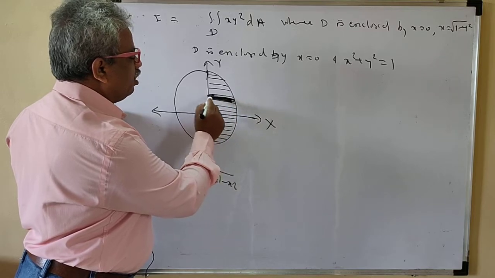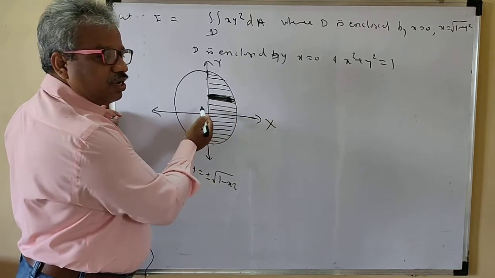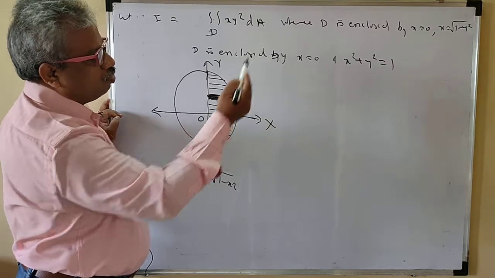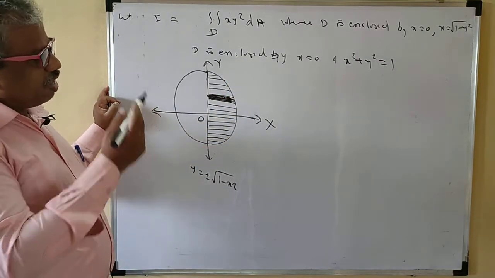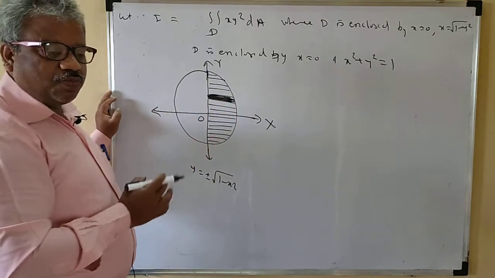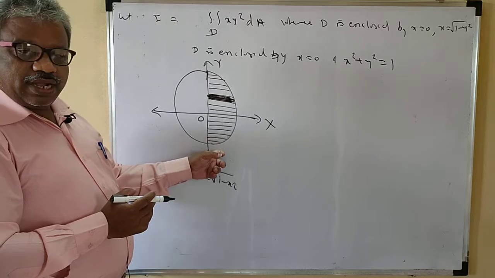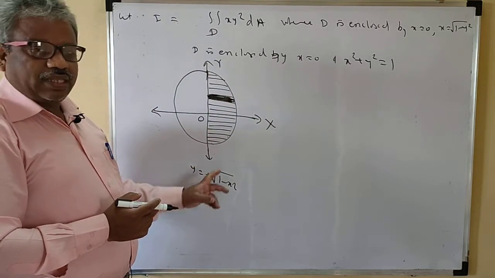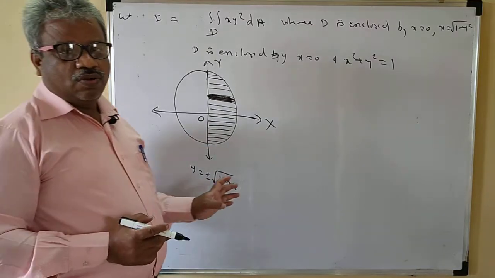Because here, from your left, x is 0 and on your right, x is root of 1 minus y square. Directly you have this one. Everywhere x is positive here. Here y is negative, here y is positive. So you have to consider plus or minus root of 1 minus x square if you draw the straight parallel to y axis.